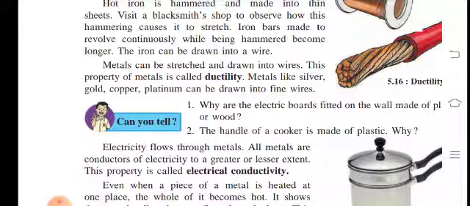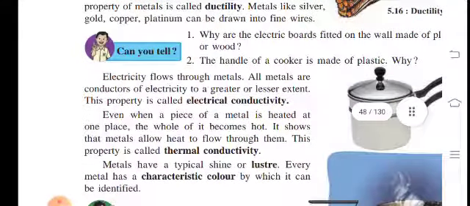म्हणजे जर flattened sheet बनवली तर that property is malleability, and ductility, that means metal can be converted or stretched into wires. Okay, third and most important is the electrical conductivity. Electricity flows through the metal. All the metals are good conductors of electricity, to a greater or lesser extent. This is the electrical conductivity. In the same way, all the metals allow heat to flow through them. That means they are good conductors of heat also, and that is called the thermal conductivity.